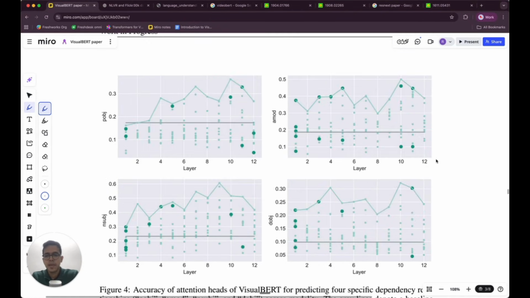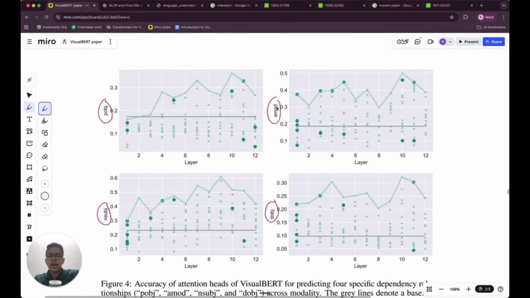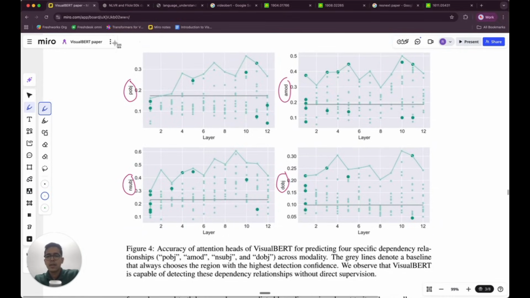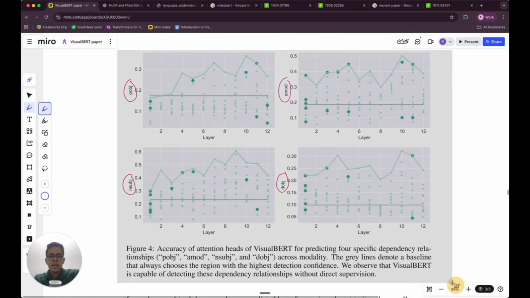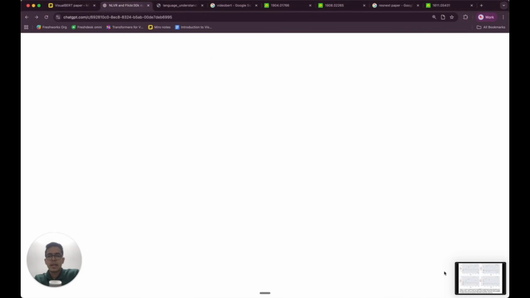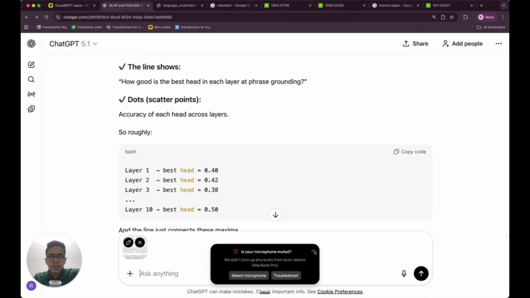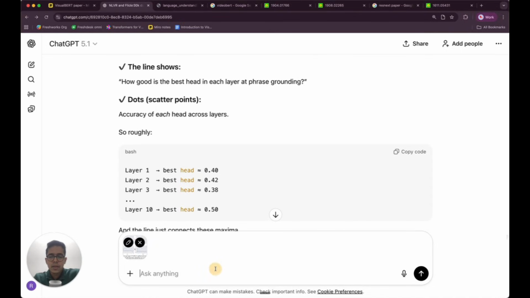Okay, so this is figure 4. So pobj, nsubj, dobj, amod. I don't understand what these y-axis dependency relationships are. Let me ask ChatGPT, what are the y-axis labels here?